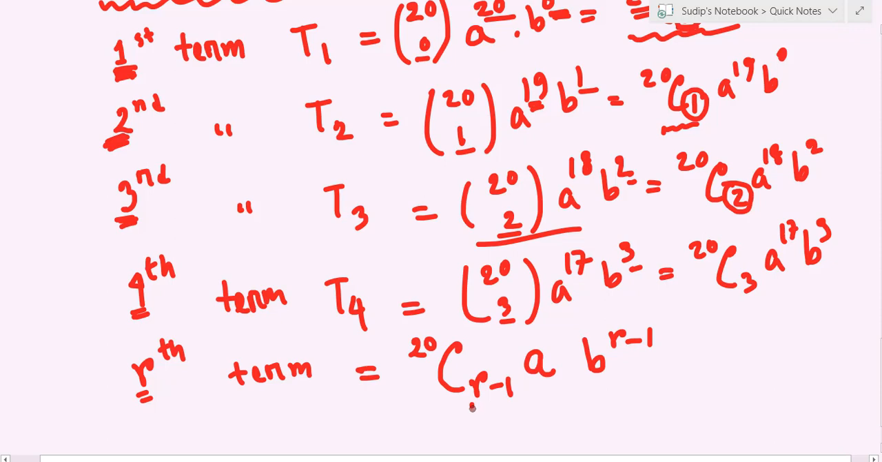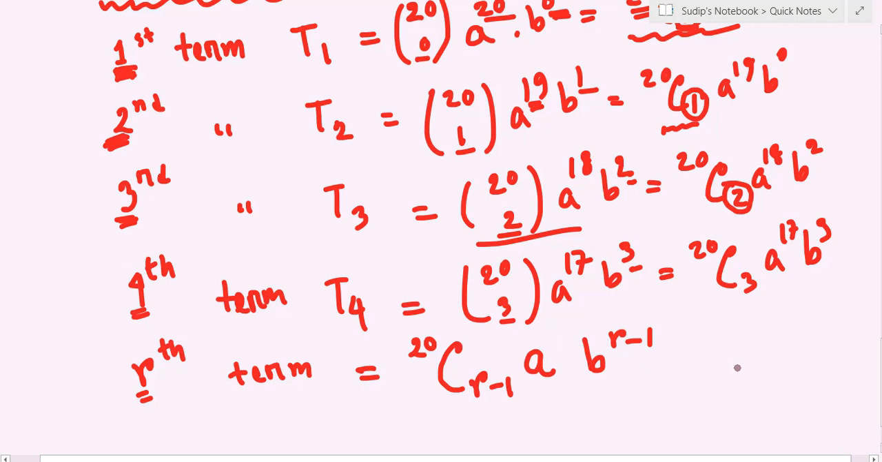That is what appears on the top of the C. It will appear as the power of B. So now we have left the power of A here. So the power of A will be such a number that the power of A and the power of B together will be 20. Their sum will be 20. So here r minus 1, and what should we write here?